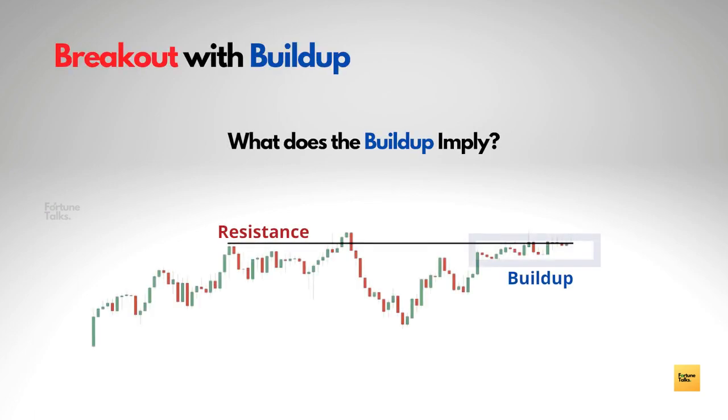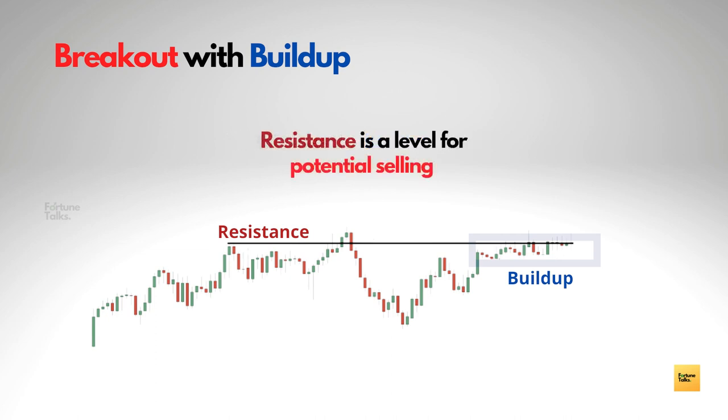But think about this a little deeper. If the price is consolidating at the resistance, what does it really tell you? You know that resistance is an area where there are potential sellers who will come in and push the prices lower. But in this example, the price is consolidating at the area of resistance. So where are the sellers? Why aren't they pushing the prices lower? And why is that?